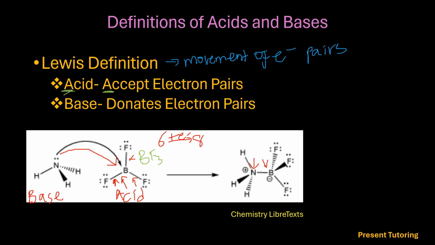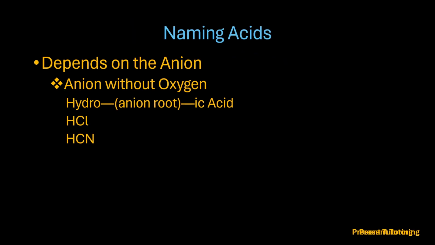So there are 3 different definitions we have looked at. And now let's talk about naming acids. Remember when I talked about how an acid has a basic formula: you have a hydrogen and then an anion. It doesn't really matter how many hydrogens you have. You can have 2 hydrogens, 3 hydrogens, or just 1 hydrogen, so X can be any number. And then you have the anion.